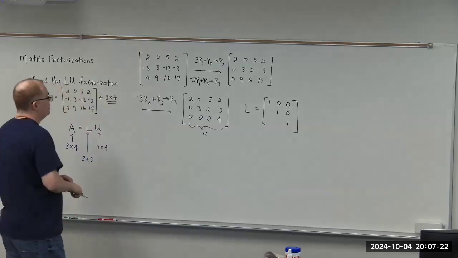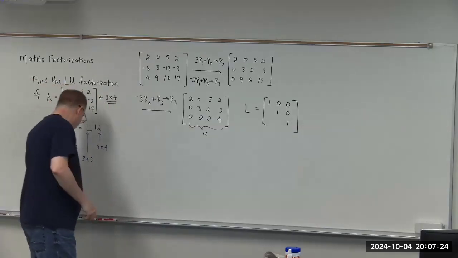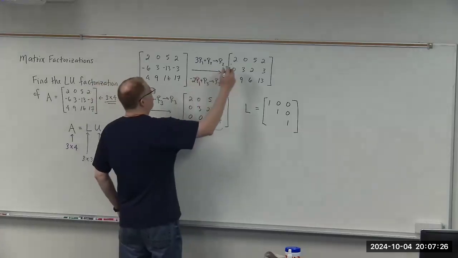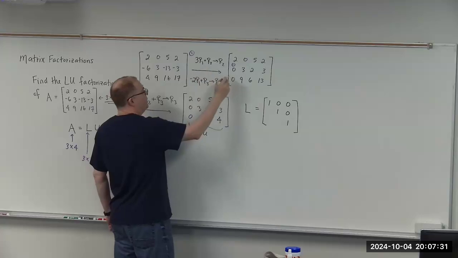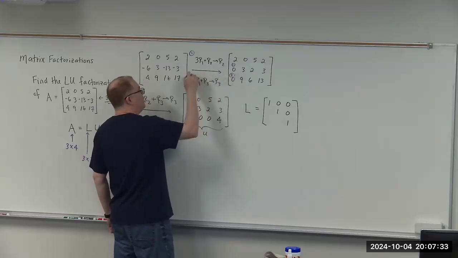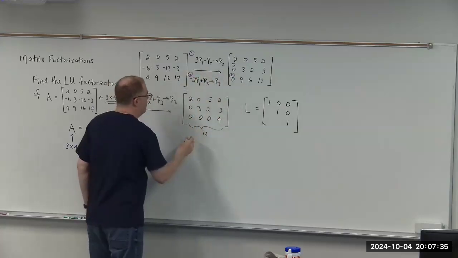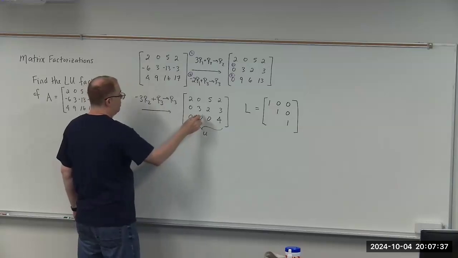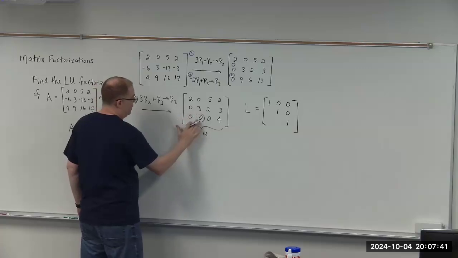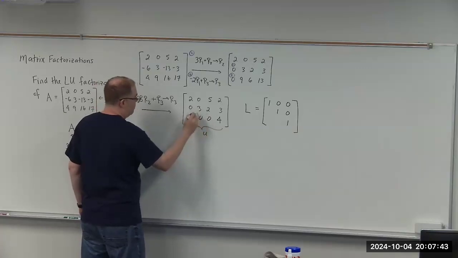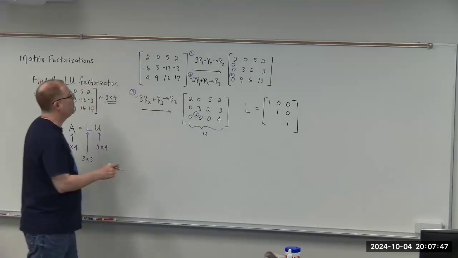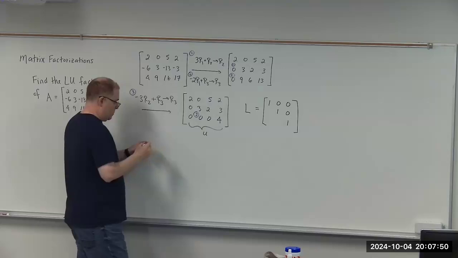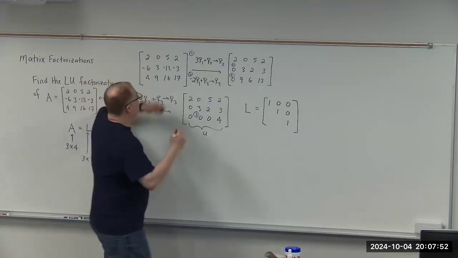So now we go back and look at the row operations. To make that position 0, we use 3. To make that position 0, we used minus 2. And to make this one 0, we used minus 3. I just numbered the steps there. All right, so first one, 3.